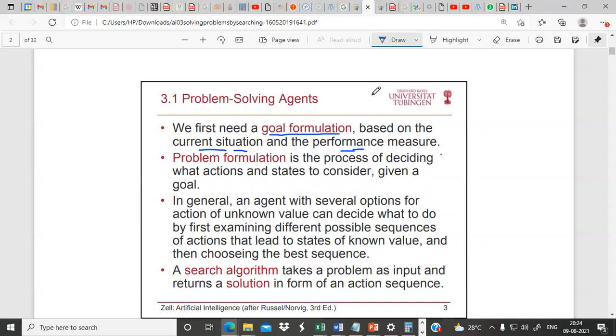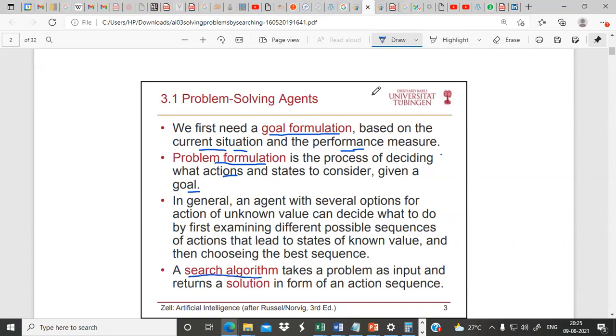And similarly, problem formulation is the process of deciding what actions and states to consider given a goal. So problem formulation means what are the actions and what are the states to be considered for a given goal state. An agent can take different actions, and finally it may take some sequence of actions, and it should be able to reach the goal state.